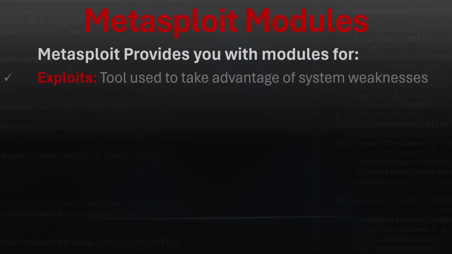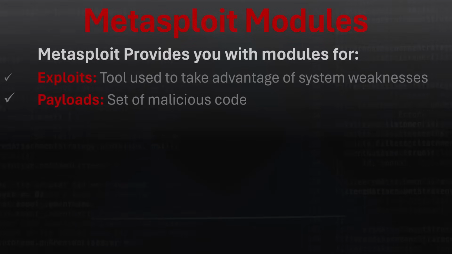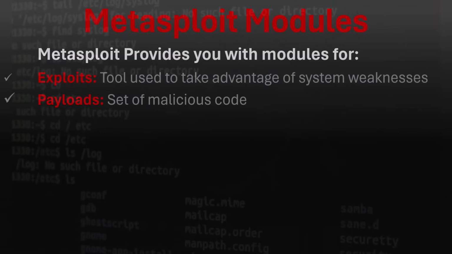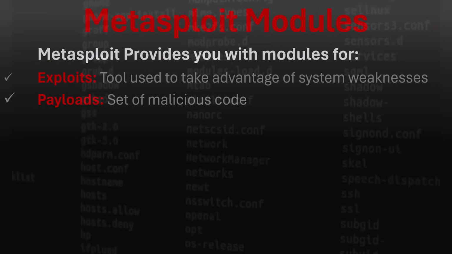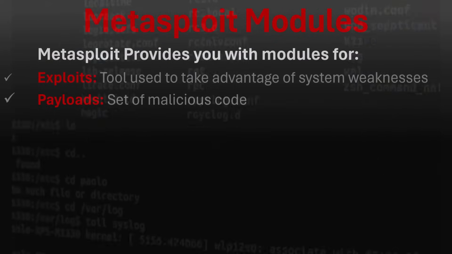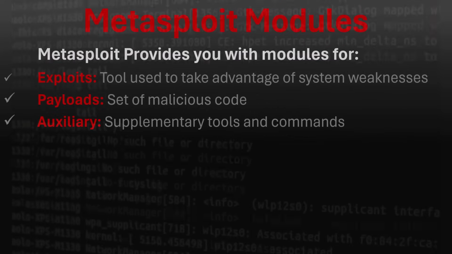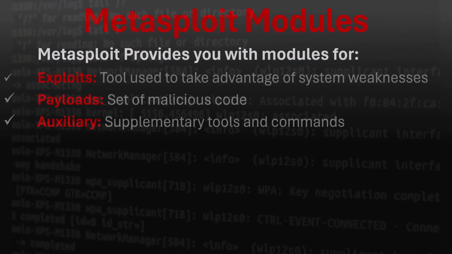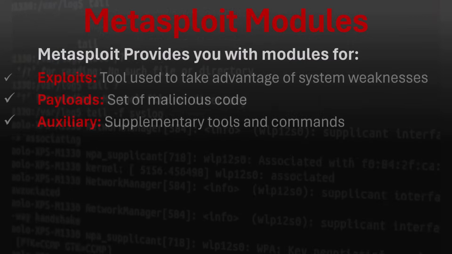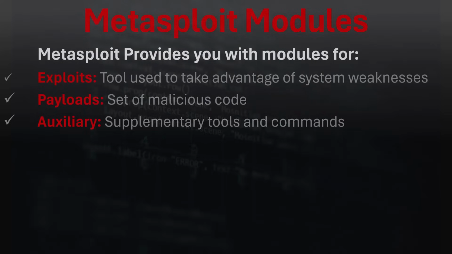And then this next module, the payload module, works hand in hand with the exploit module. The payload modules are sets of malicious code that are used to create reverse shells, establish connection, persistence, and perform other actions once you've compromised the system. And then after that, we have the auxiliary module, which we will be using a lot in this video. These are modules that provide additional functionality that are not directly related to exploiting vulnerabilities. They're used for things like scanning, fingerprinting, or information gathering, things of that nature.